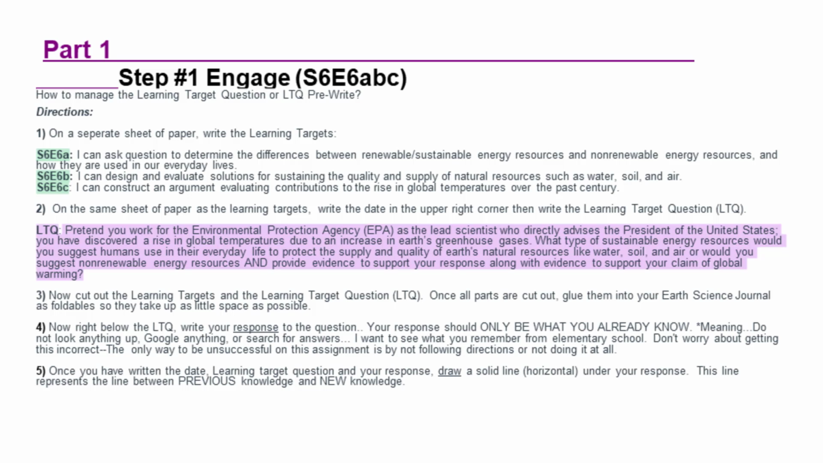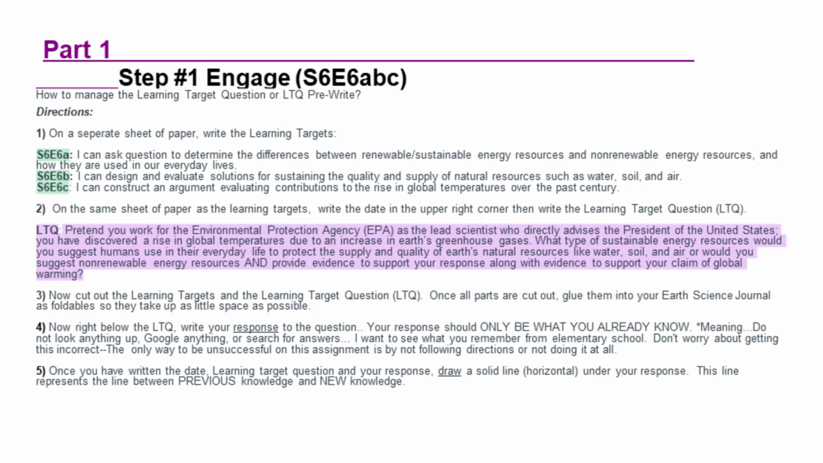What type of sustainable energy resources would you suggest humans use in their everyday life to protect the supply and the quality of Earth's natural resources like water, soil, and air? Or would you suggest non-renewable energy resources? And provide evidence to support your response, along with evidence to support your claim of global warming.